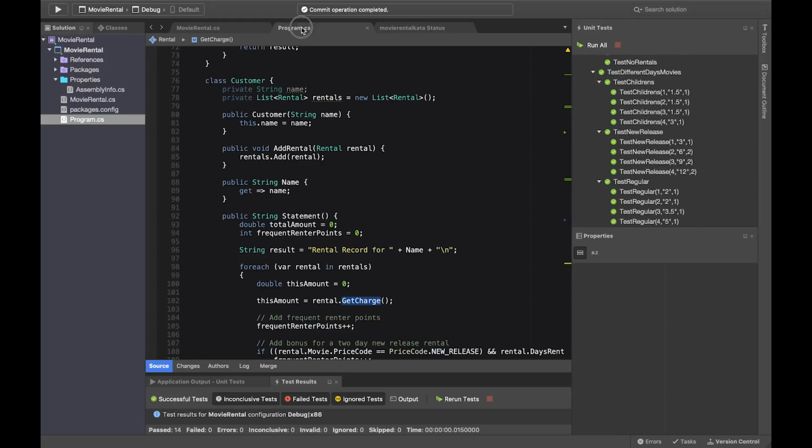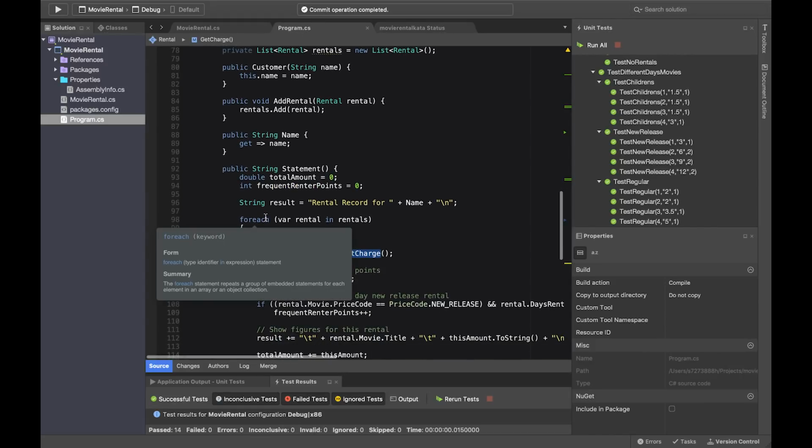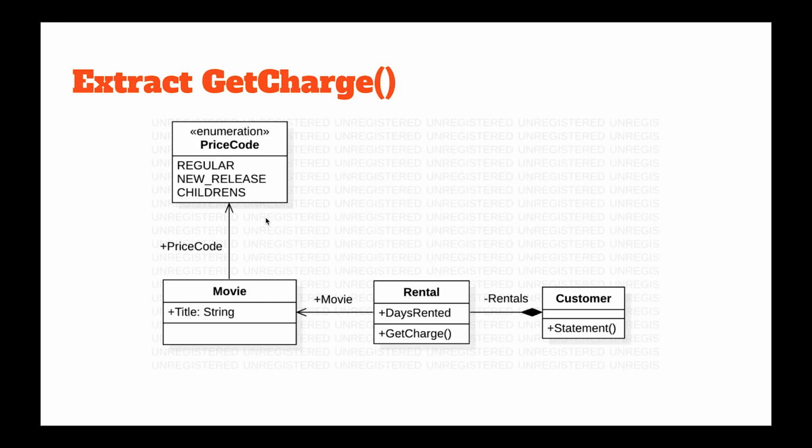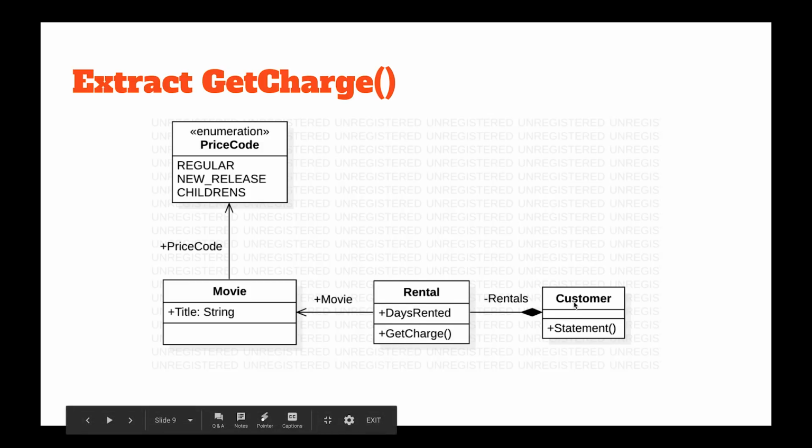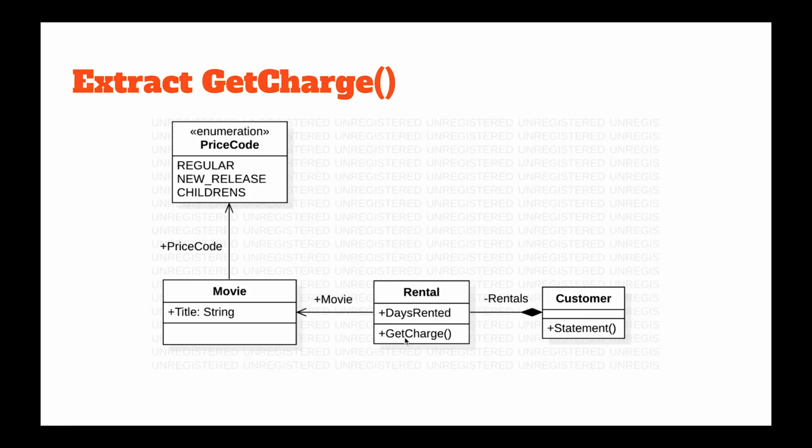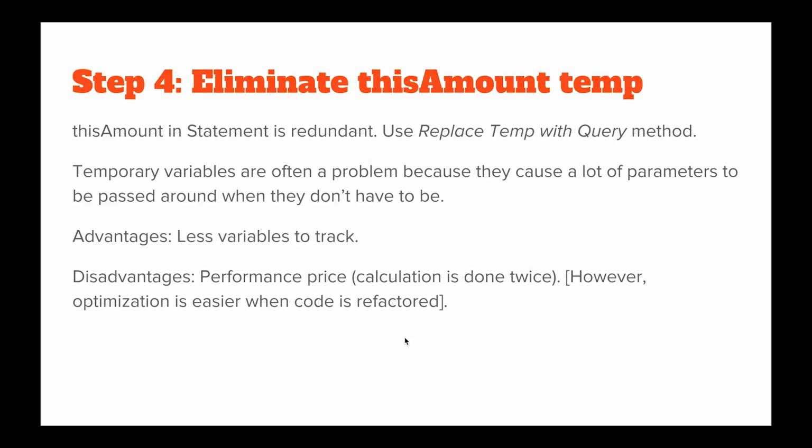Okay, so what's our next step here? We have extracted getCharge from the customer, and we've moved it into the rental class. Our next step is to eliminate this thisAmount temporary. This thisAmount in statement is redundant, so we use replace temp with query method. Temporary variables are often a problem because they cause parameters to be passed around when they don't have to be.